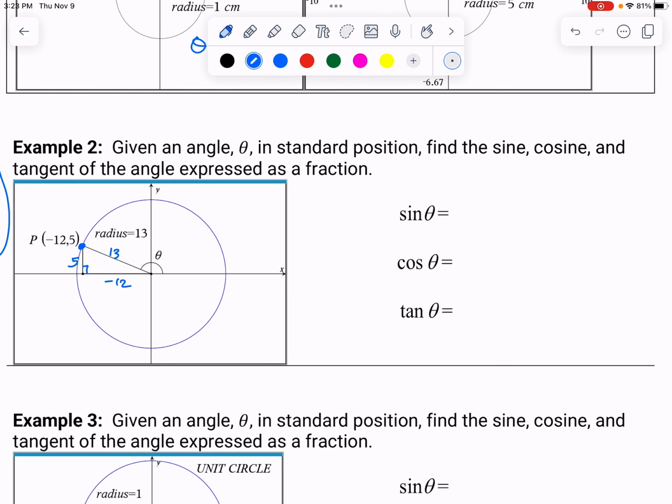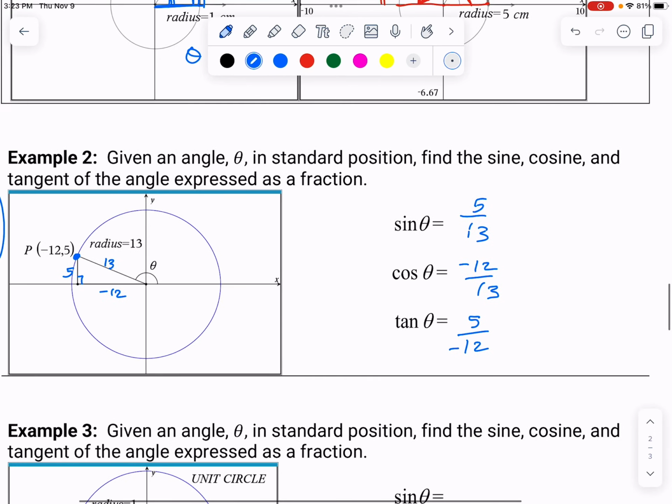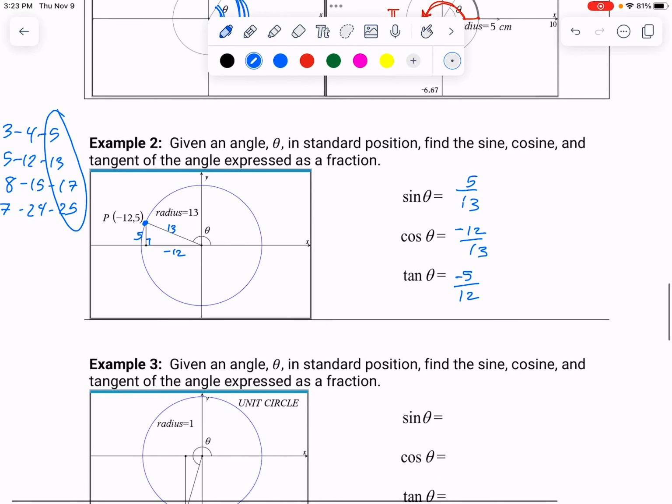So to find sine, it's opposite over hypotenuse. Cosine is adjacent over hypotenuse, and that was negative. And tangent is opposite over adjacent. I could put the negative at the bottom, but I'm always afraid I'll lose it if it's in the bottom, so I tend to write it in the top or on the side. And that finds sine, cosine, and tangent of the angle that starts here at 0 and terminates on this little ray that passes through the point negative 12, 5.